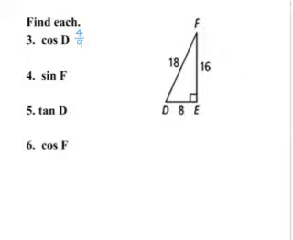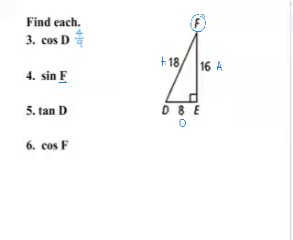All right, so looking at number 4, where's my reference angle? I'm looking for the sine of F. So F is now my reference angle. Where is the opposite side, the adjacent side, and the hypotenuse? So 8 will be opposite, 16 will now be adjacent, and 18 is the hypotenuse.